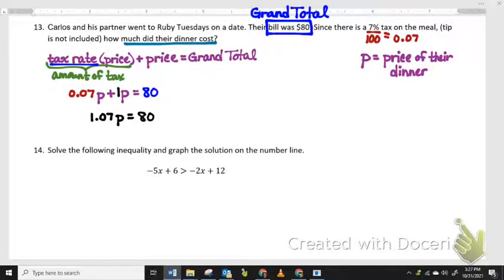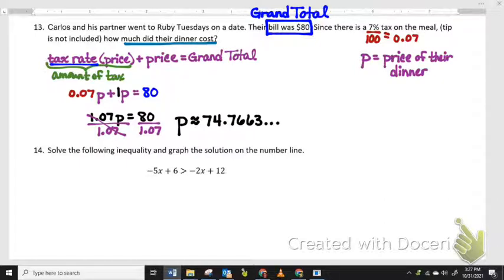And now from here, I see that all I need to do is divide both sides by 1.07. I'm actually going to do that in purple. 1.07 on both sides. And that will give me my answer for P. When I pop this in my calculator, I get that P is about, because this is a decimal that just keeps going and going and going, 74.7663, and then it just keeps going after that.